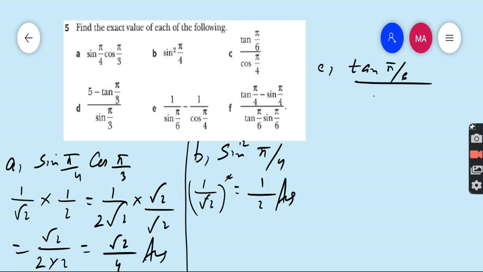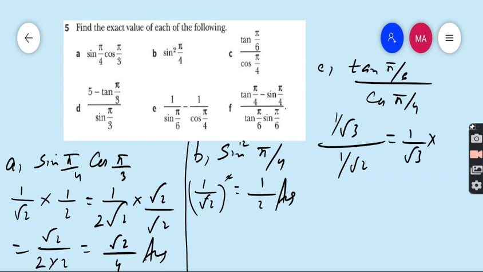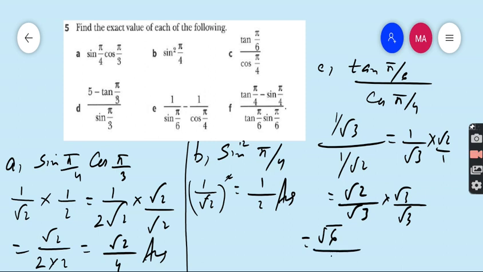Tan 10 pi by 6 upon cos pi by 4. Tan pi by 6 is tan 30, which is 1 upon root 3. Cos pi by 4 is cos 45, which is 1 upon root 2. So 1 upon root 3 into root 2 upon 1 gives root 2 upon root 3. Multiply by root 3 by root 3: root 2 into root 3 is root 6, and root 3 into root 3 is just 3. So root 6 upon 3 is our final answer, part C.